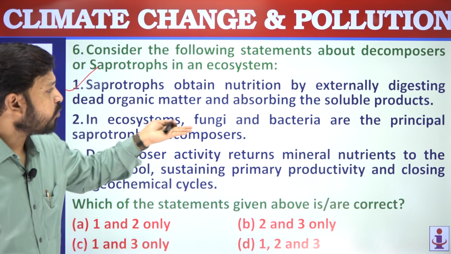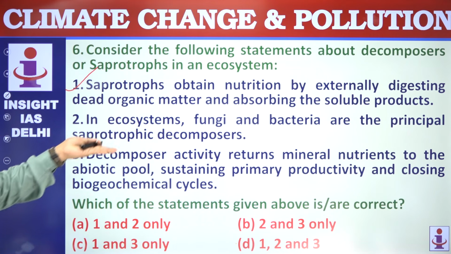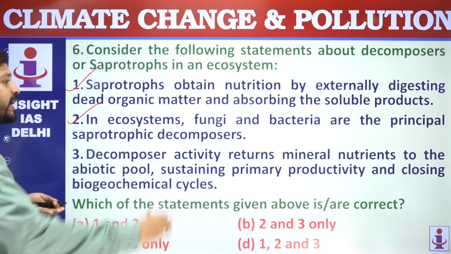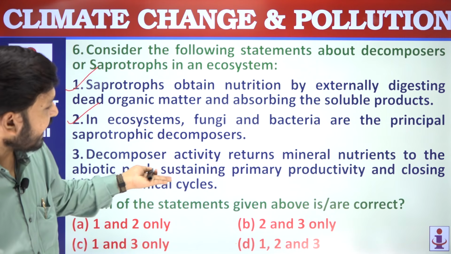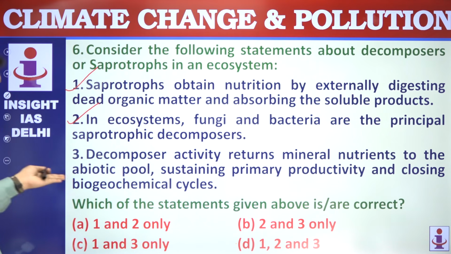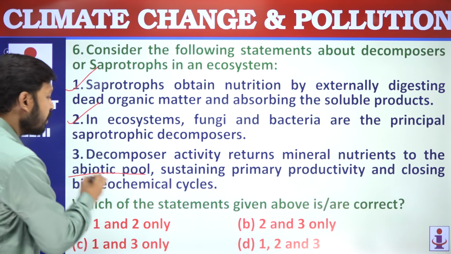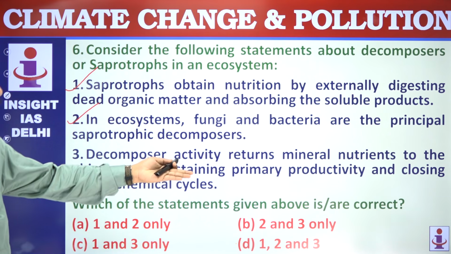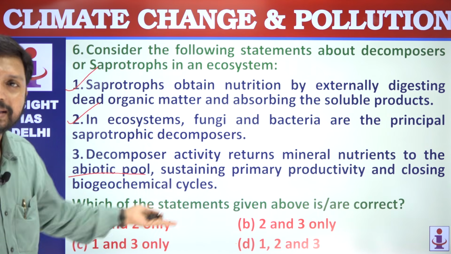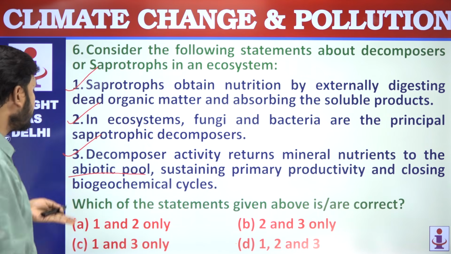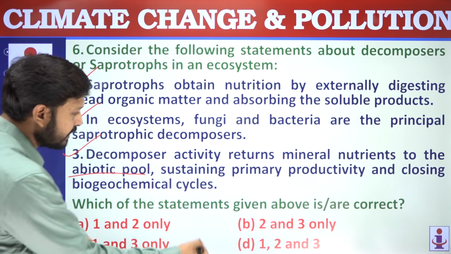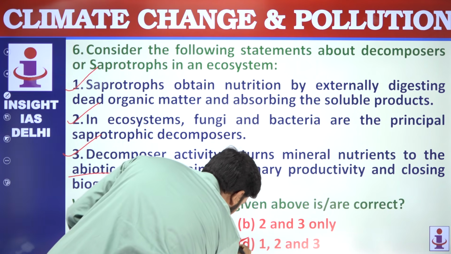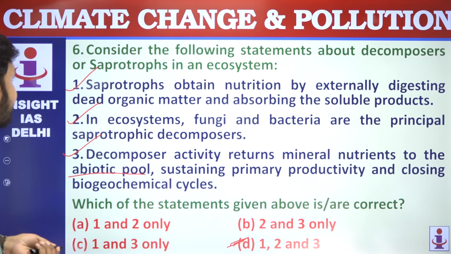In ecosystems, fungi and bacteria are the principal saprotrophic decomposers. Yes, this is also a right statement. Third one: decomposers' activity returns mineral nutrients to the abiotic pool, sustaining primary productivity and closing the biogeochemical cycle. This is what we have discussed, right? So all three statements are right in this case, and they are asking for the correct one. So all three are there in option D. Our option D will be the right answer. Let's see the next question.